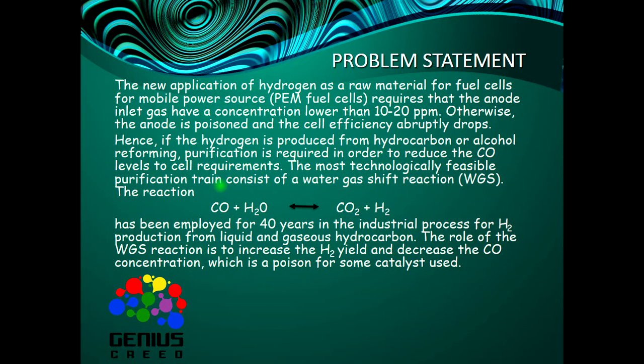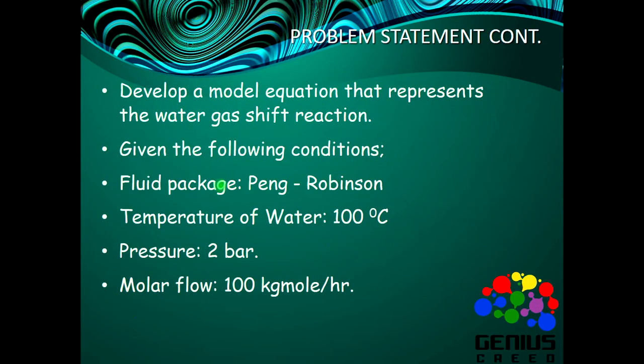Now, here's the reaction: carbon monoxide reacts with water to give you CO2 and hydrogen, and the reaction is reversible. Now, the reaction has been employed for 40 years in the industrial process for hydrogen production from liquid and gaseous hydrocarbon. Now, the role of the WGS is to increase hydrogen yield and decrease the CO concentration, which is a poison for some catalysts. Now, problem statement: develop a model that represents the water gas shift reaction.